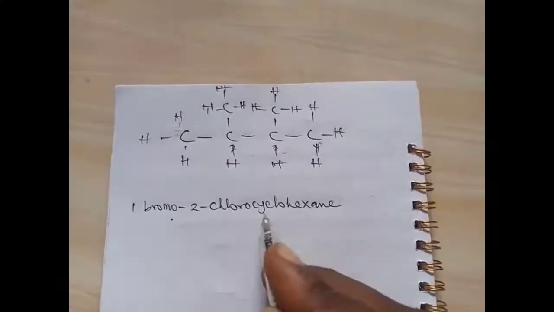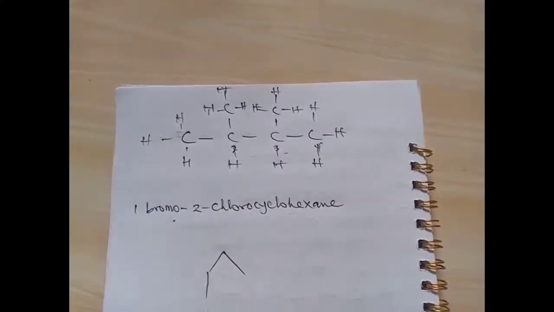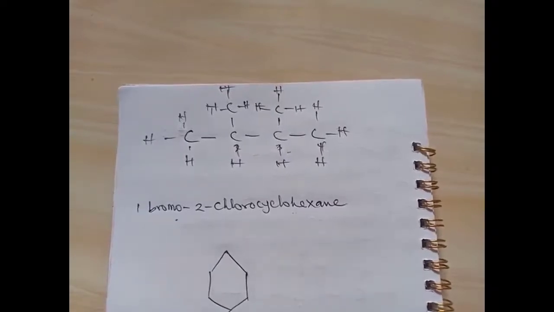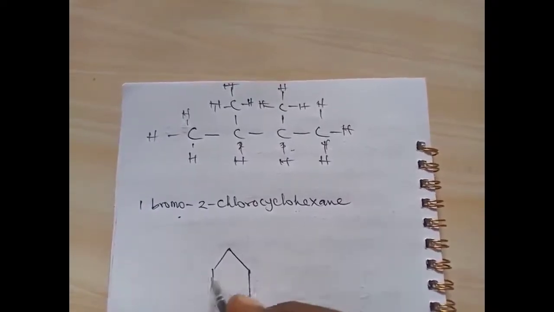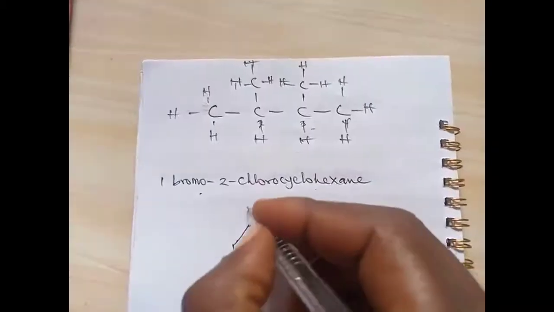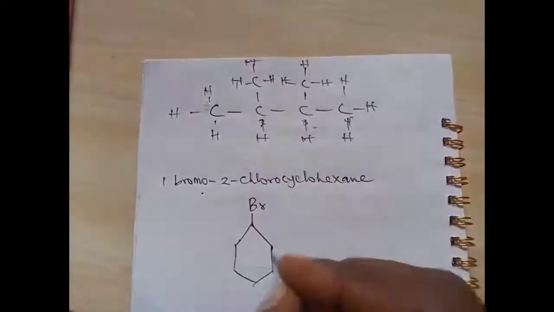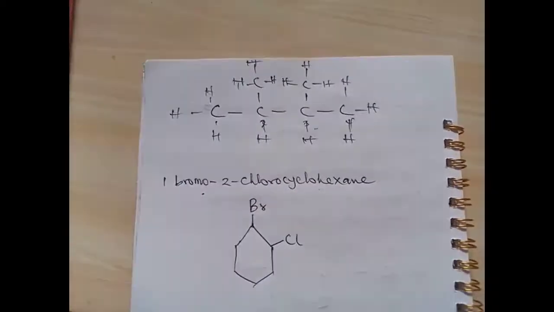The next one says 1-bromo, 2-chlorocyclohexane. So cyclohexane is the parent chain. So we give the cyclohexane 6 carbon atoms. Cyclo means it is closed. So we can start from here. 1-bromo, 2-chloro. So 1, 2, cyclohexane.